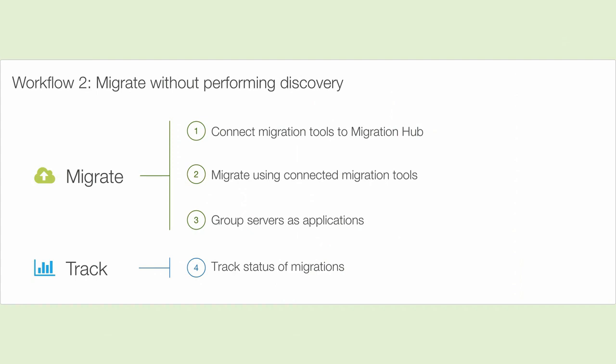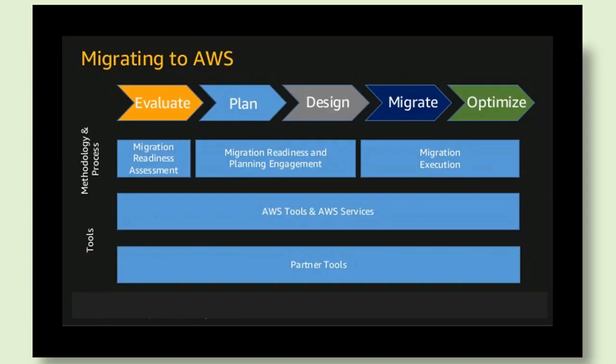Then there comes another workflow where you could migrate without performing discovery operations. You need to follow certain steps. You need to first migrate and then track. You have to connect the migration tools to Migration Hub, any kind of migration tool, database or ATAdata or things like that. And then you need to migrate using the connected migration tools. And then you have to group servers as applications. And then you can track the status of migrations after you have connected.